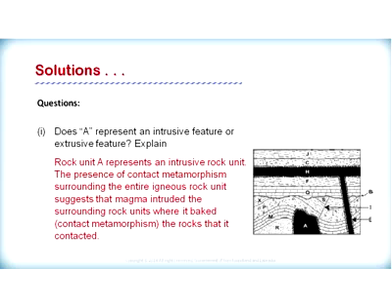When we look at the solution, rock unit A represents an intrusive rock unit. The presence of contact metamorphism surrounding the entire igneous rock unit suggests that magma intruded the surrounding rock units, where it baked the rocks that it had come in contact with. In the diagram to the right, it's hard to see, but we do see evidence of contact metamorphism on the top of rock unit H and also on the bottom of rock unit H, which suggests that it is an igneous intrusion and it did not make it to the surface.